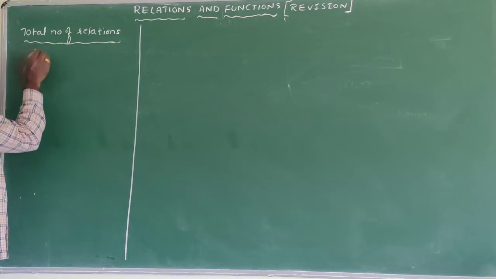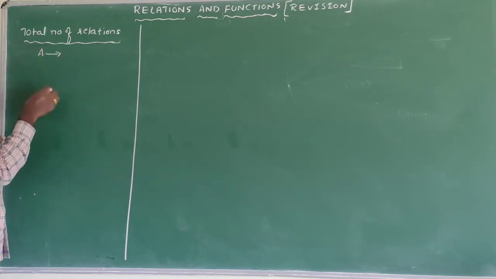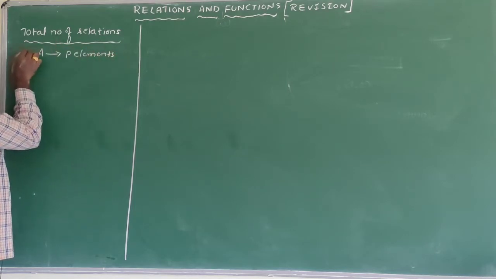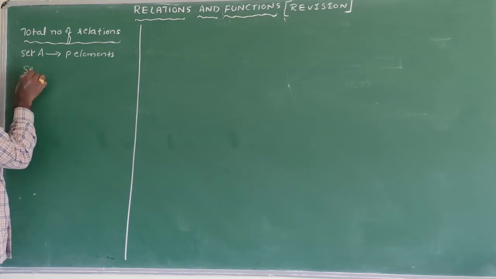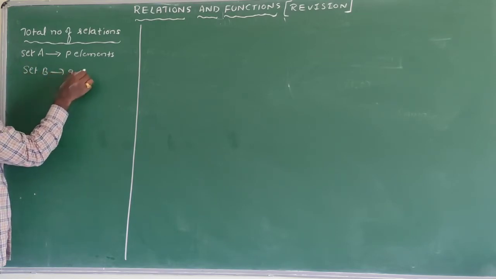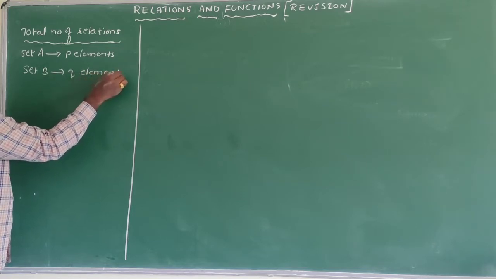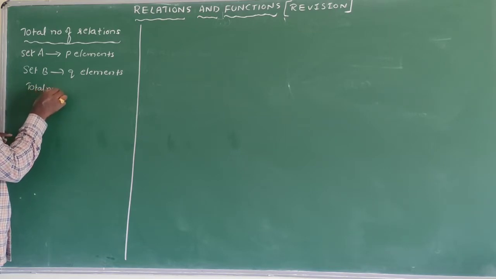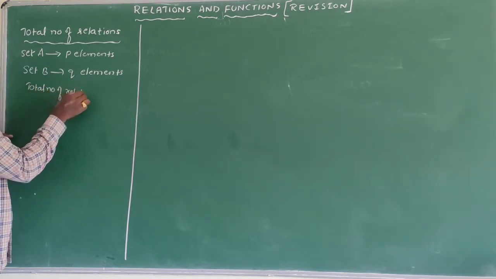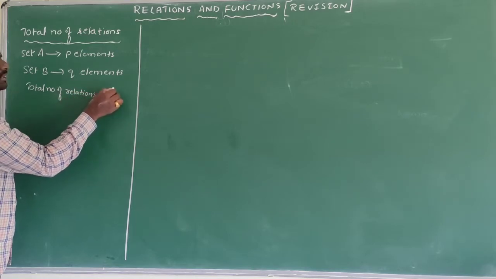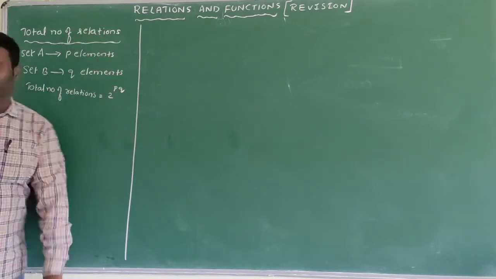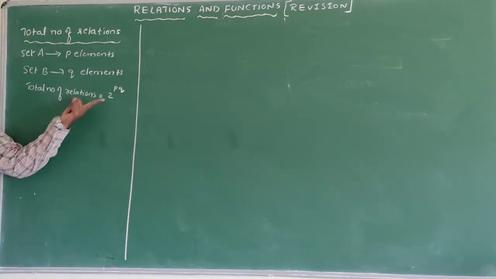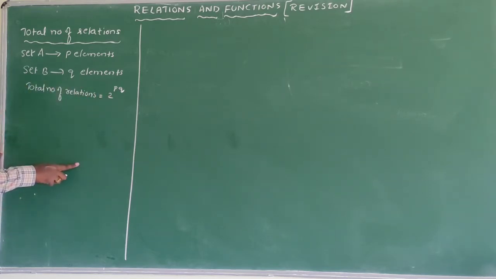Listen, if set A contains P elements, and set B contains Q elements, now the formula for the total number of relations is 2 power PQ. Some books give 2 power MN also; in place of P and Q, they took M and N. This is the formula for the total number of relations.